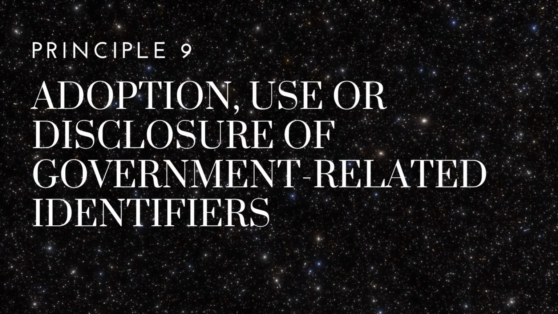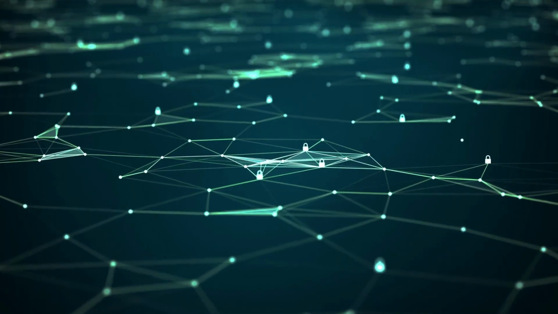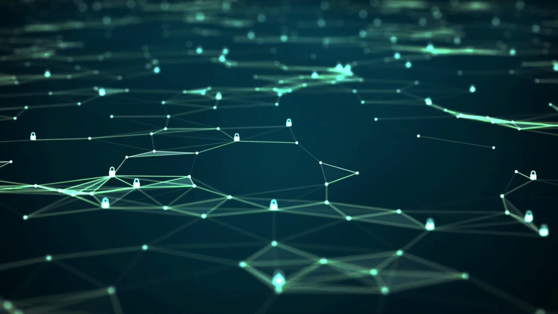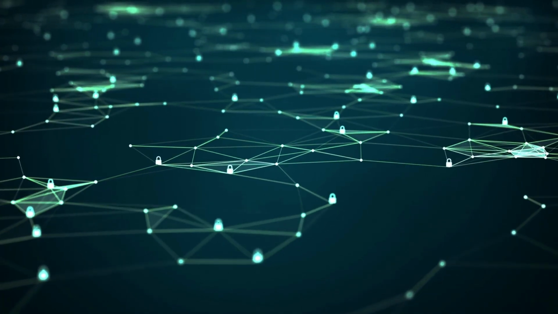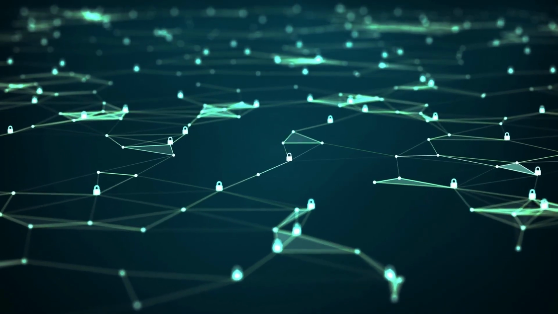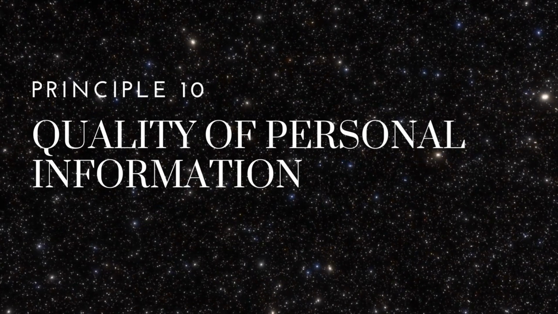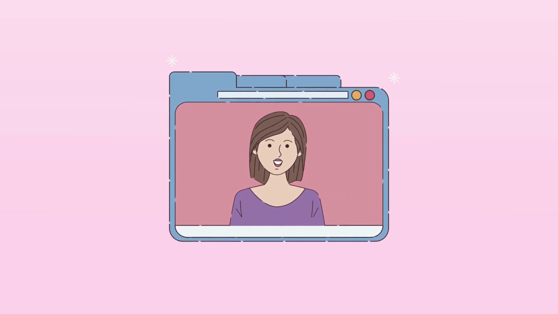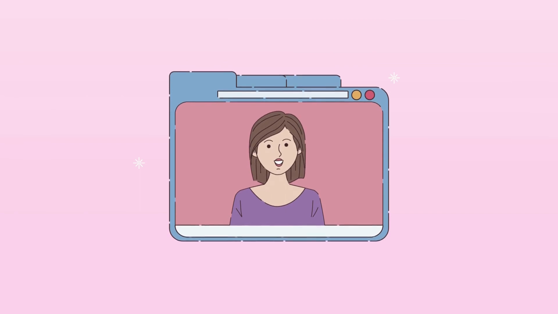Principle number 9, adoption, use or disclosure of government-related identifiers. Principle 9 regulates the adoption, use or disclosure of government-related identifiers. Organisations cannot adopt a government-related identifier as their own, nor can they use or disclose a government-related identifier, except in very certain circumstances. Principle 10, quality of personal information. This principle requires organisations to take reasonable steps to ensure that personal information collected is accurate, up-to-date and complete.